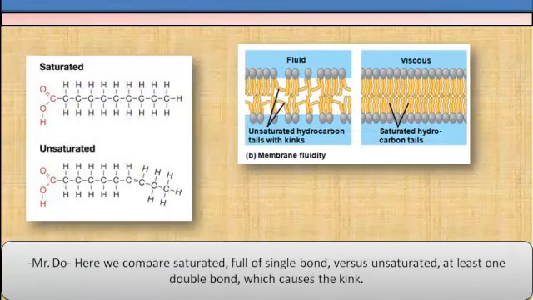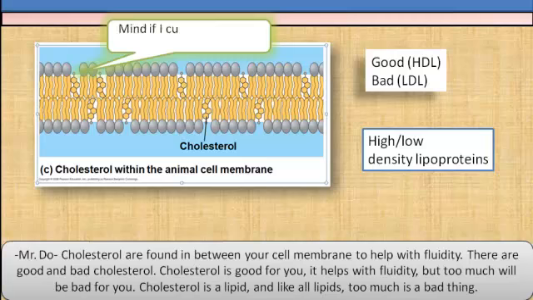Here we compare saturated, full of single bonds, versus unsaturated, at least one double bond, which causes the kink. Cholesterol is found in between your cell membrane to help with fluidity. There are good and bad cholesterol. Cholesterol is good for you. It helps with the fluidity, but too much will be bad for you. Cholesterol is a lipid, and like all lipids, too much is a bad thing.